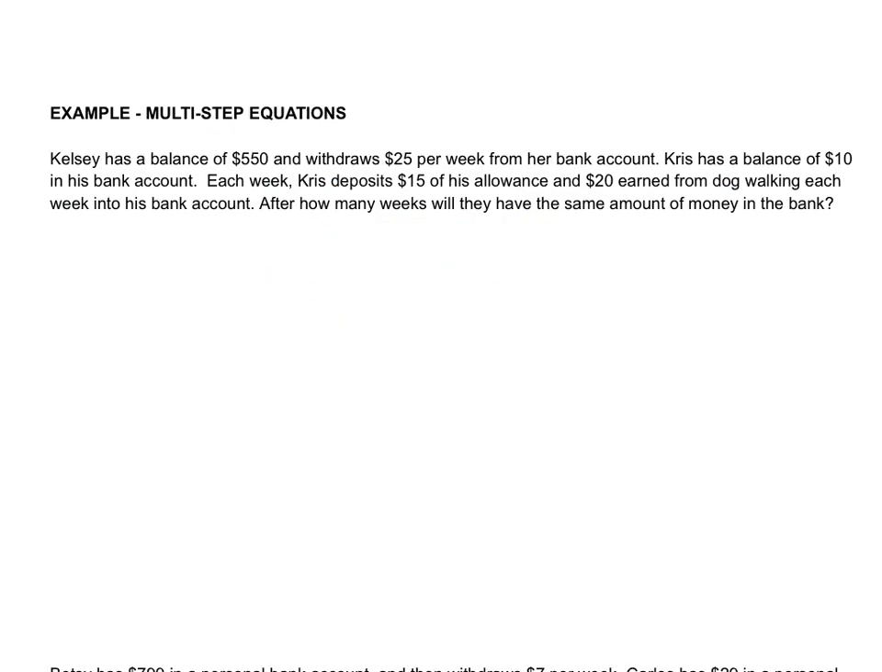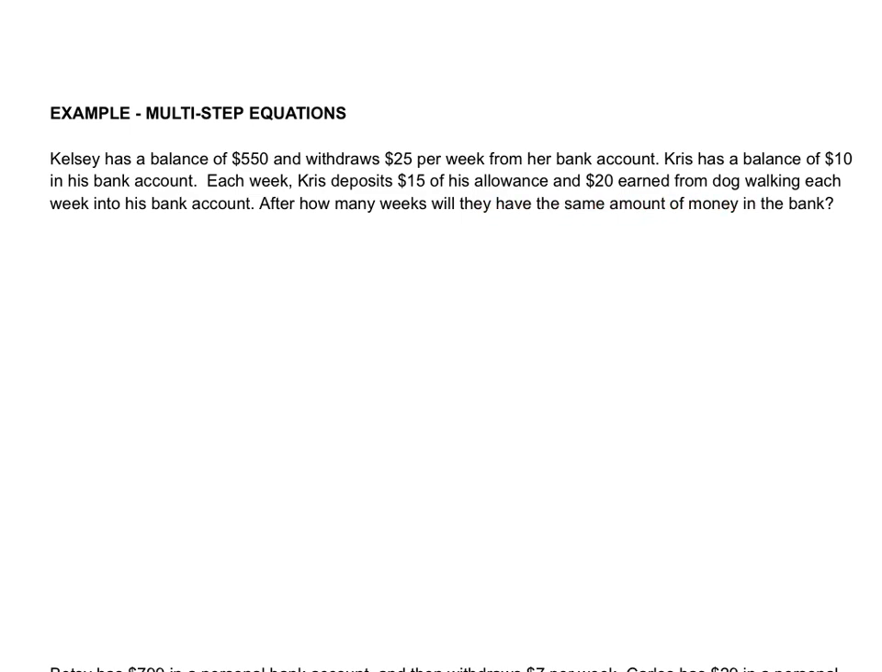Okay? On the next page, these are going to be problems that deal with multi-step equations, all right? And you'll notice that there's something a little bit different about this. Now, let's read this. Kelsey has a balance of $550 and withdraws $25 per week from her bank account. Chris has a balance of $10 in his bank account. Each week, Chris deposits $15 of his allowance and $20 earned from dog walking each week into his bank account. After how many weeks will they have the same amount of money in the bank?